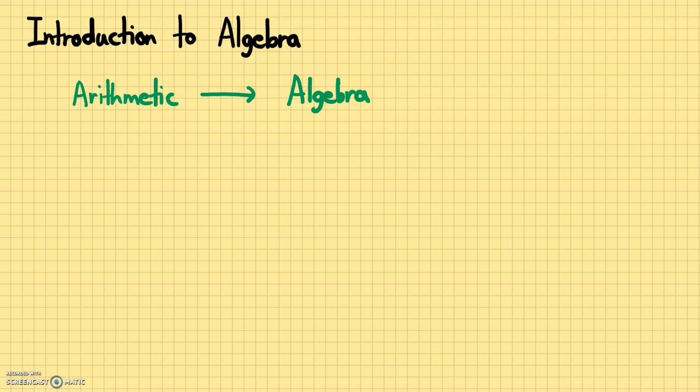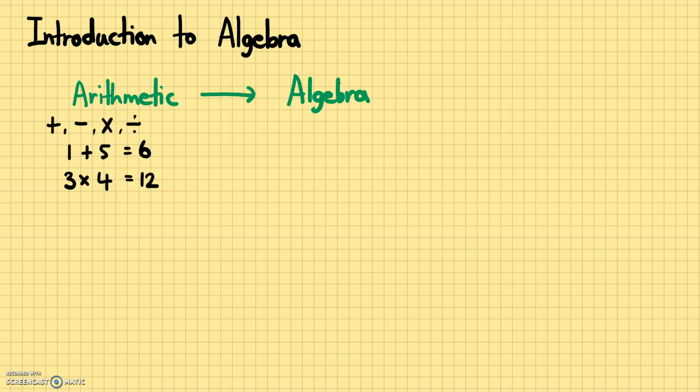In this video, I want to explain a few differences between arithmetic and algebra, and how you notate things in each. You already know how to notate things in arithmetic, so I'll be showing you how to notate things in algebra. In arithmetic, we just add, subtract, multiply, and divide numbers. So we have things like 1 plus 5, which equals 6, and 3 times 4, which equals 12.